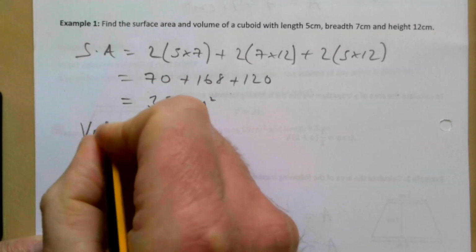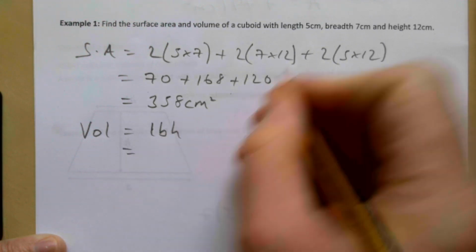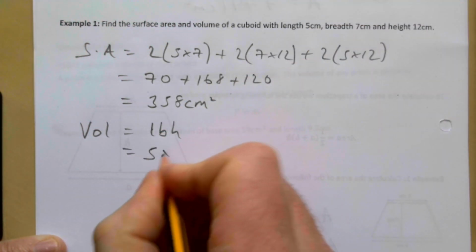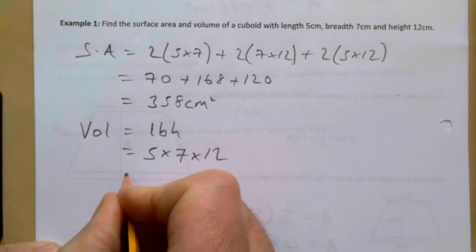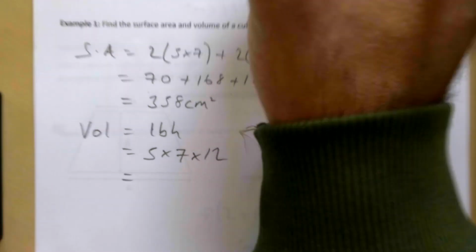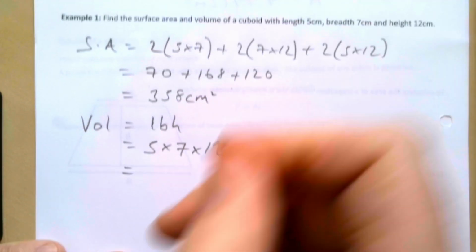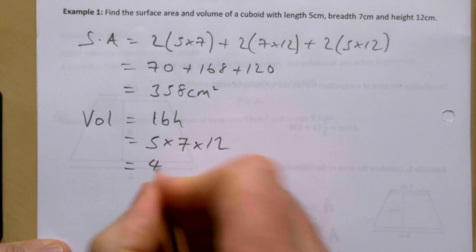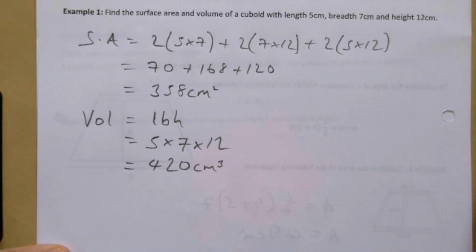Volume's nice and straightforward. It is LBH, and length is 5 times 7 times 12. 7 times 12 is 84, times by 5 is going to be 420. And that's centimeters cubed.